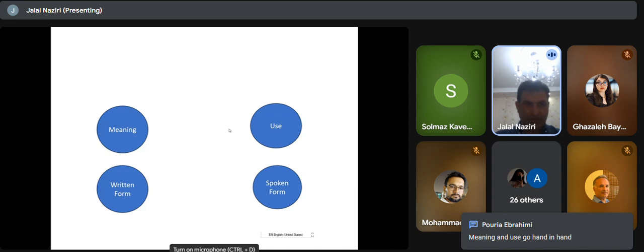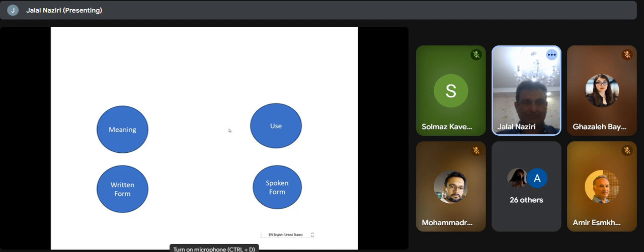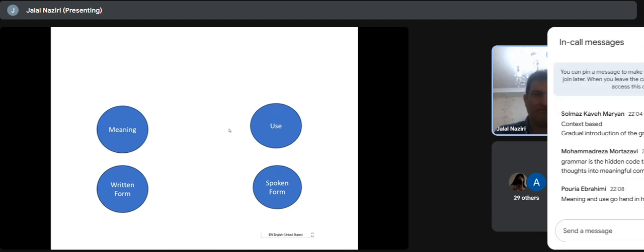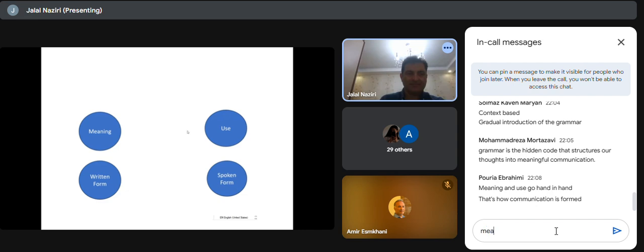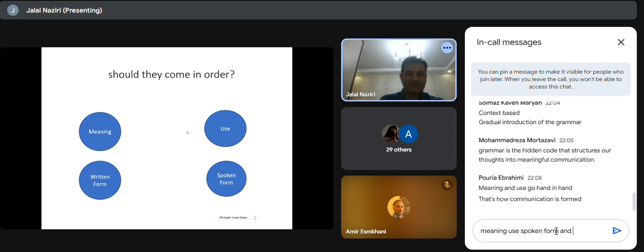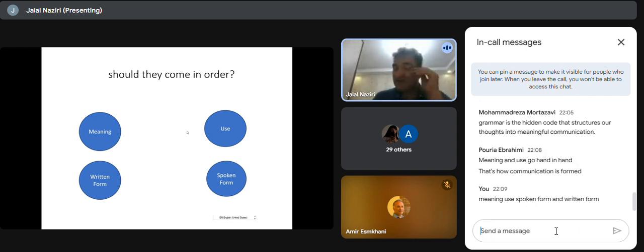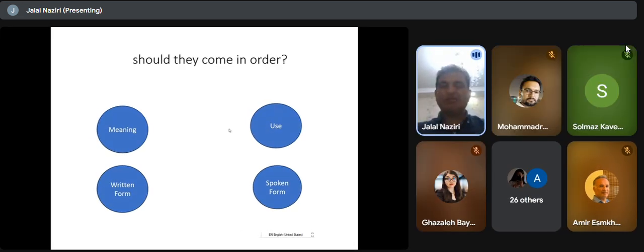Meaning and use go hand in hand. Good. Any other ideas? I'm waiting for your ideas, guys. Your green, colorful ideas. That's how communication is formed. So keep this in mind: meaning, use, written form, spoken form. And I'm going to do a lesson, and at the end, you will answer this question.